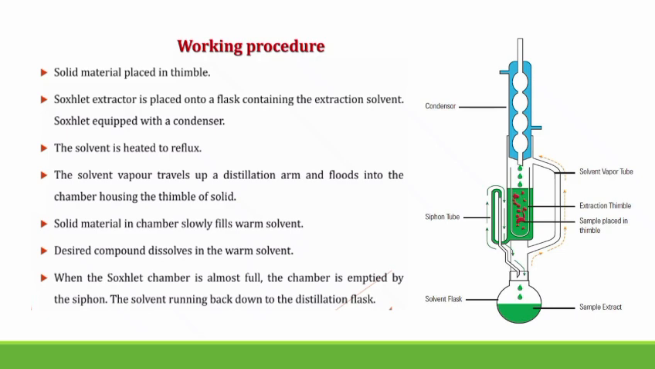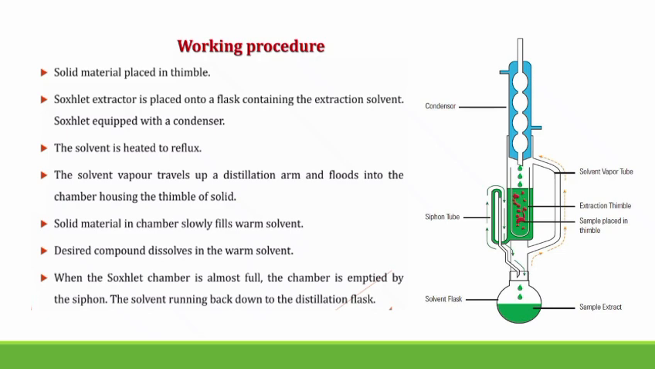First we have to keep the solid materials in the thimble, and the Soxhlet extractor will be placed onto the flask containing the extraction solvent. The Soxhlet is equipped with the condenser. The solvent is heated to reflux. The solvent vapor travels up to a distillation arm, which enters into the thimble of the solid.